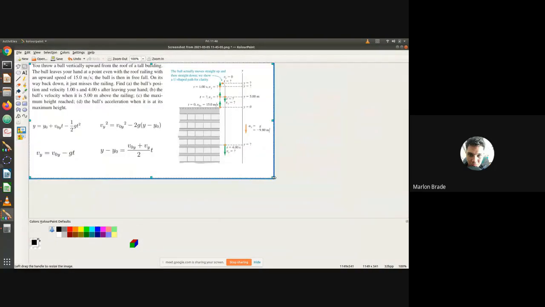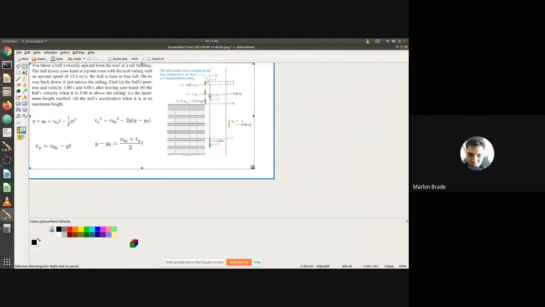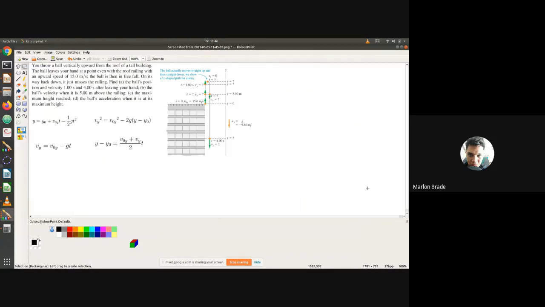Okay, so you throw a ball vertically upward from the roof of a tall building. So imong giitsa ang bola vertically upward. The ball leaves your hand at a point even with the roof railing. So initially, gikan ka dire. Kini akong gimarkahan itom, naa sa roof. Sa roof, y equals 0. So y equals 0.